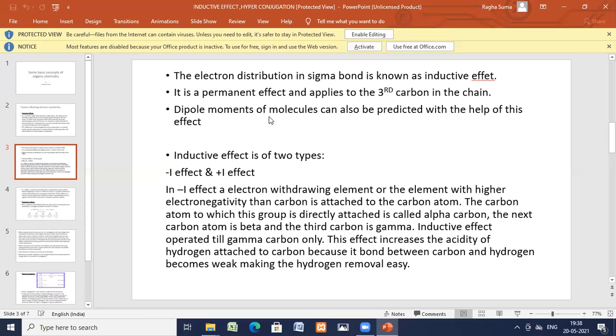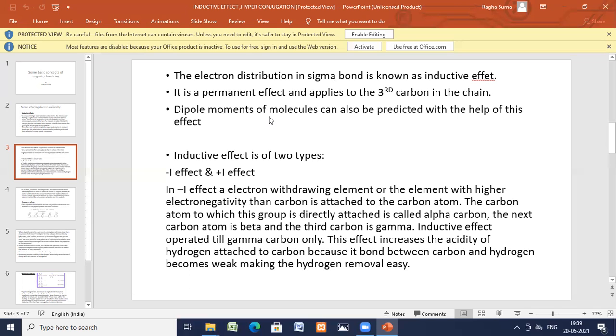So, carbon 1 creates some partial positive charge on C2 carbon. Similarly, C2 creates some partial positive charge at C3. Therefore, after that, there is no observable effect at C4. In fact, this effect decreases from C1 to C4.